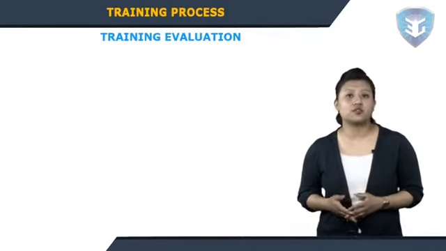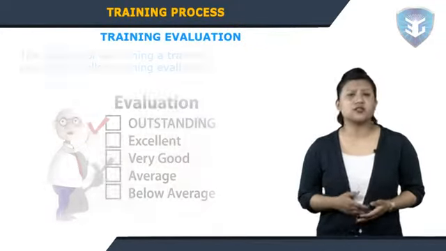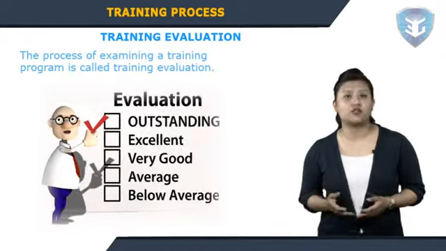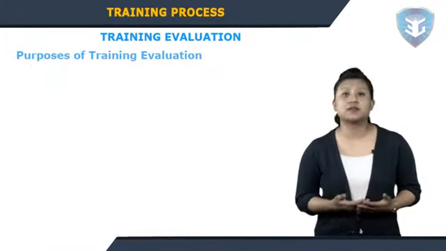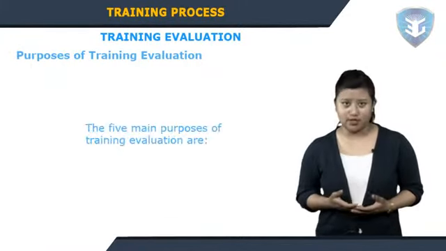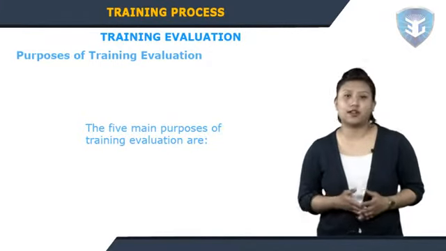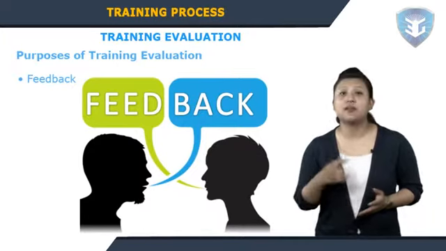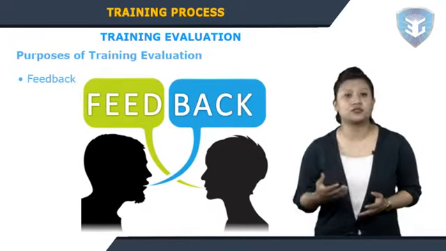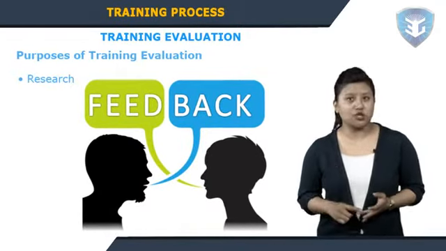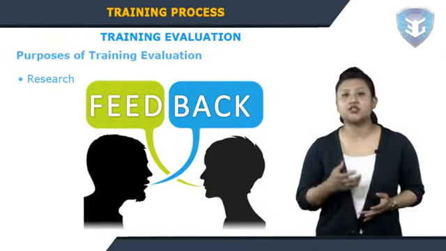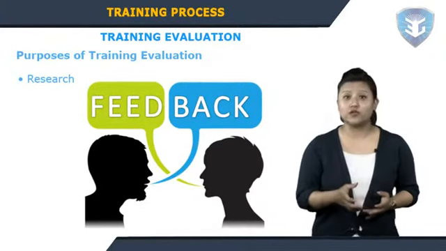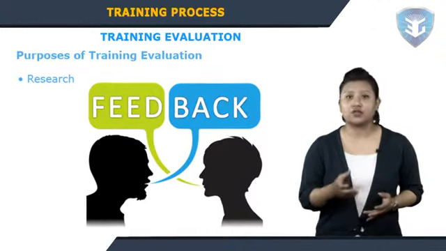Let's now talk about training evaluation. The process of examining a training program is called training evaluation. The five main purposes of training evaluation are: Feedback. It helps in giving feedback to the candidates by defining the objectives and linking it to the learning outcomes. Research. It helps in ascertaining the relationship between the acquired knowledge, transfer of knowledge at the workplace, and the training.